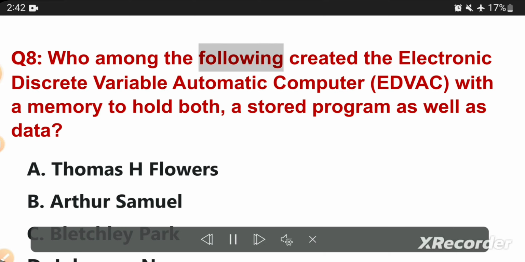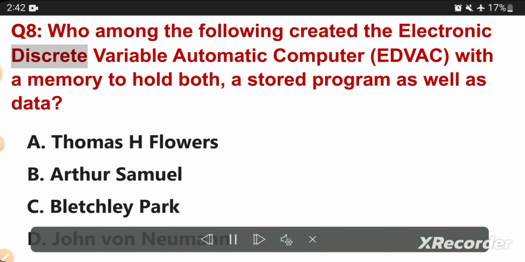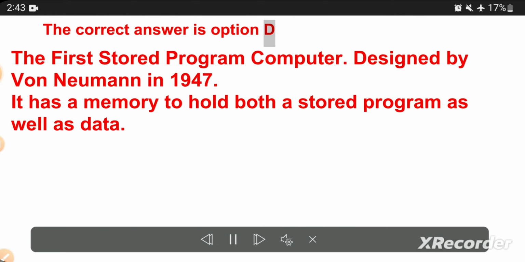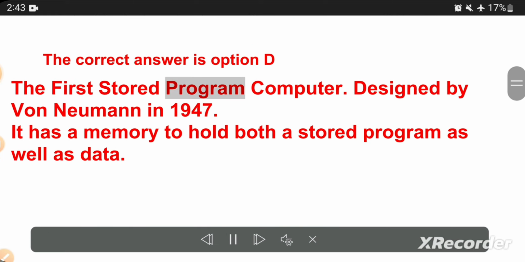Q8. Who among the following created the Electronic Discrete Variable Automatic Computer, EDVAC, with a memory to hold both a stored program as well as data? Thomas H. Flowers, Arthur Samuel, Bletchley Park, John von Neumann. The correct answer is option D. The first stored program computer, designed by von Neumann in 1947. It has a memory to hold both a stored program as well as data.